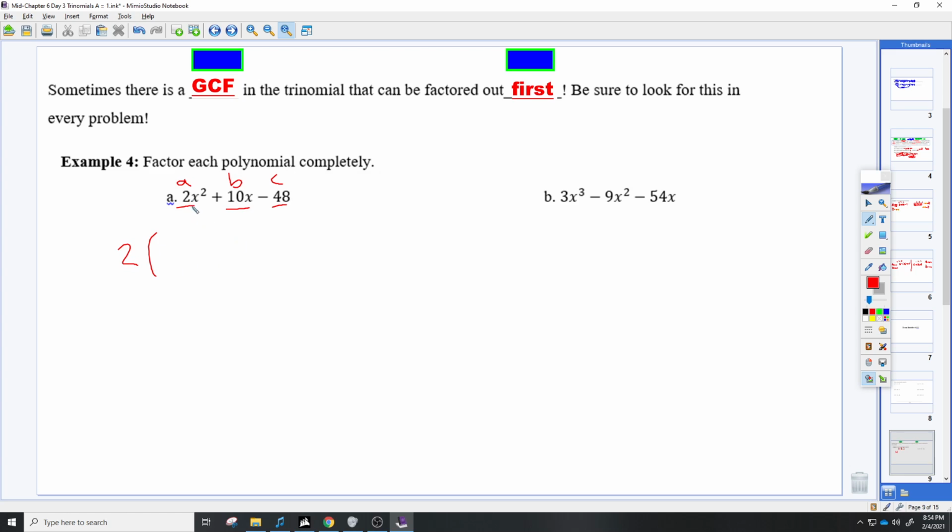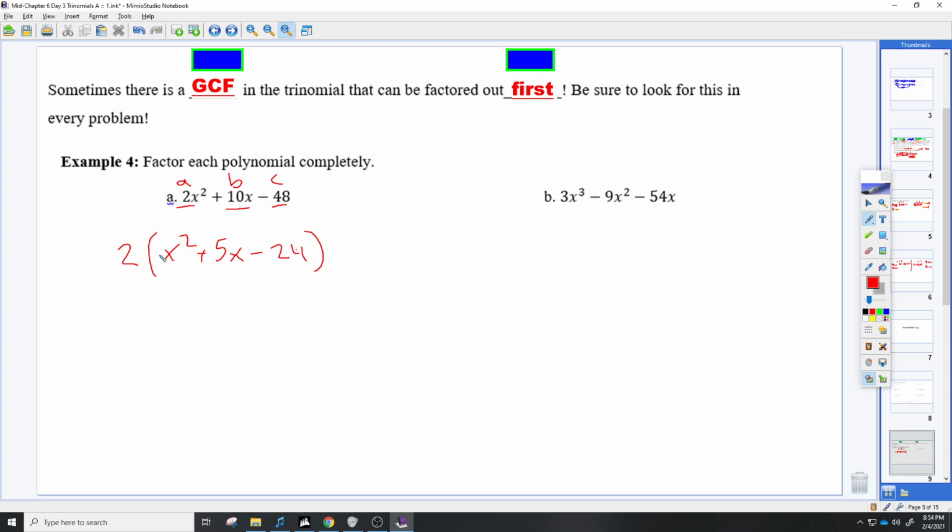If you remember how we did this, we put a 2 here, and we divide everything by 2. So divide that by 2, you get x squared, or 1x squared, plus 5x, and then divide that by 2, minus 24. So that's what we used to do in our second day of doing factoring, or I guess it was our first day of factoring, but this was on day 2. We learned how to do a GCF.